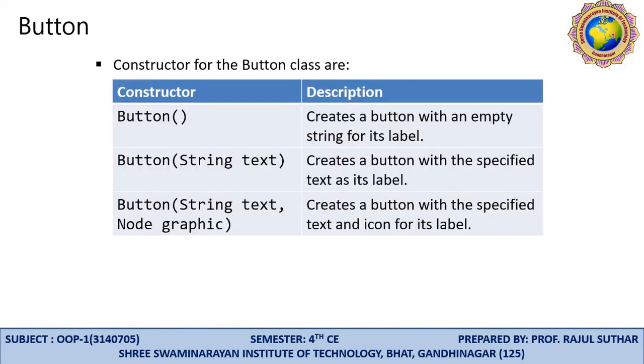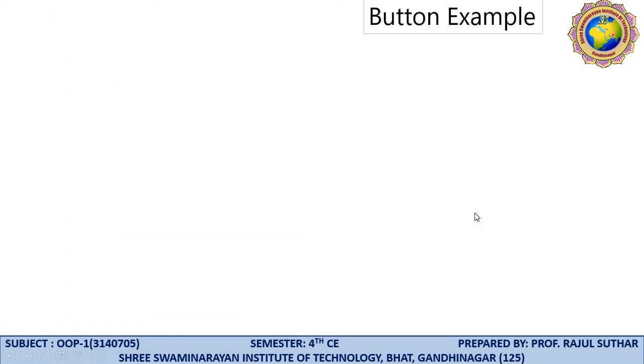This is the method. We can say the constructor for the Button class. Button without any argument gives an empty string for its label. Button(String text) creates the button with the specified text as its label, and we can use Button(String text, Node graphic) as well. So you can insert an image and create a button with specified text and icon for its label.